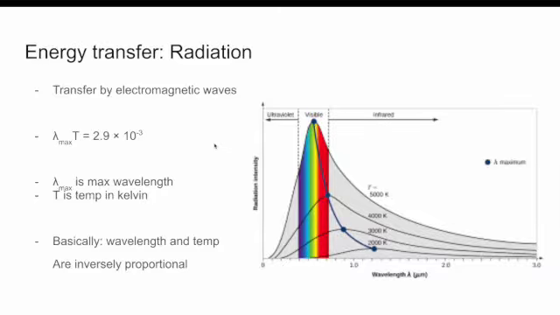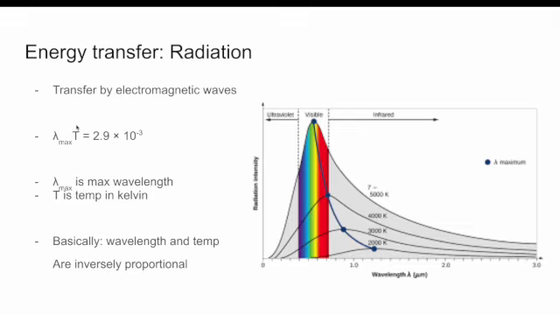Now let's look at radiation. So this just means transfer by electromagnetic waves. We'll look more into that in topic 3, C. But right now, all you need to know is that it just means that you are transferring through electromagnetic waves. And it's sort of modeled by this equation.